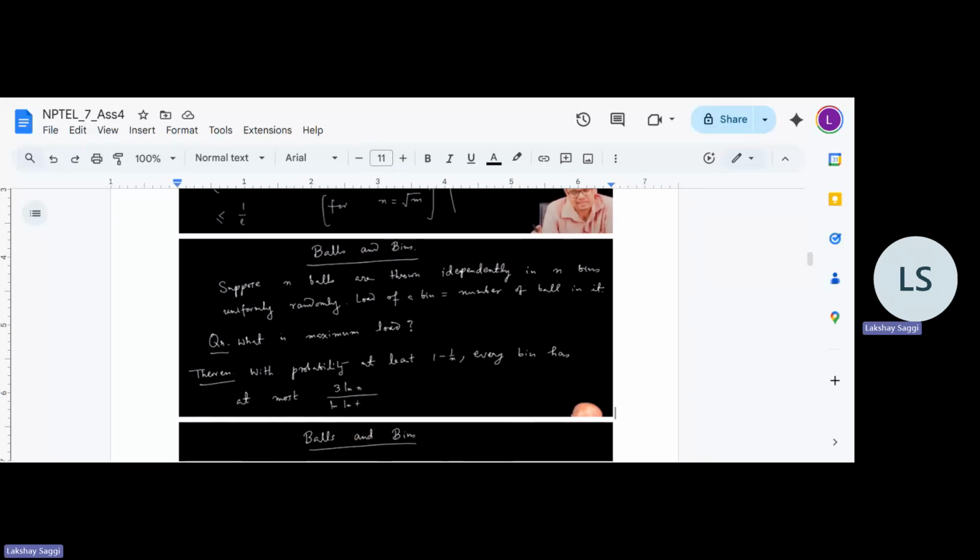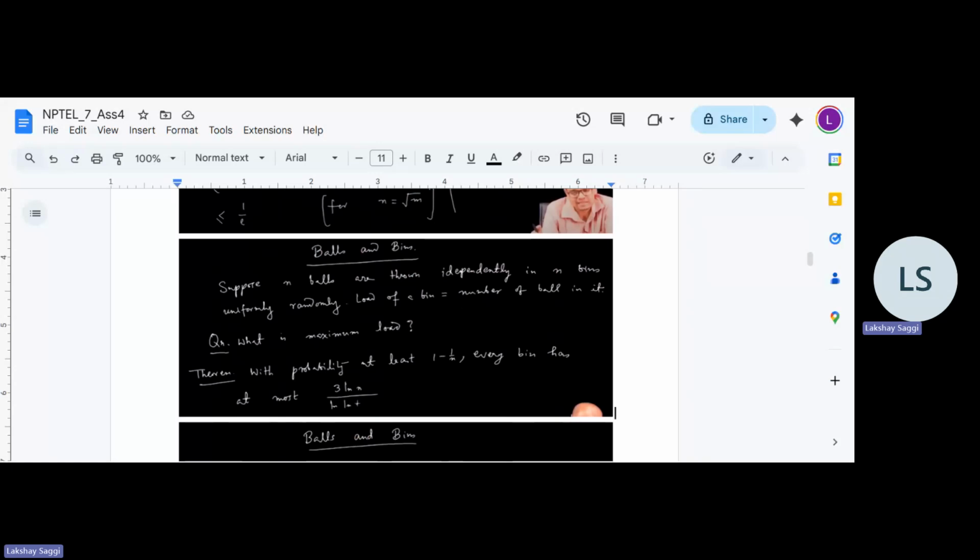Now the question asks: what is the maximum load in a bin? Since the balls are thrown independently and uniformly randomly, this maximum load won't be a fixed quantity. Of course, it will also be a random variable. So we are interested in asking what the expectation of the maximum load is, and with what probability this kind of maximum load occurs. That's the kind of question we are interested in.